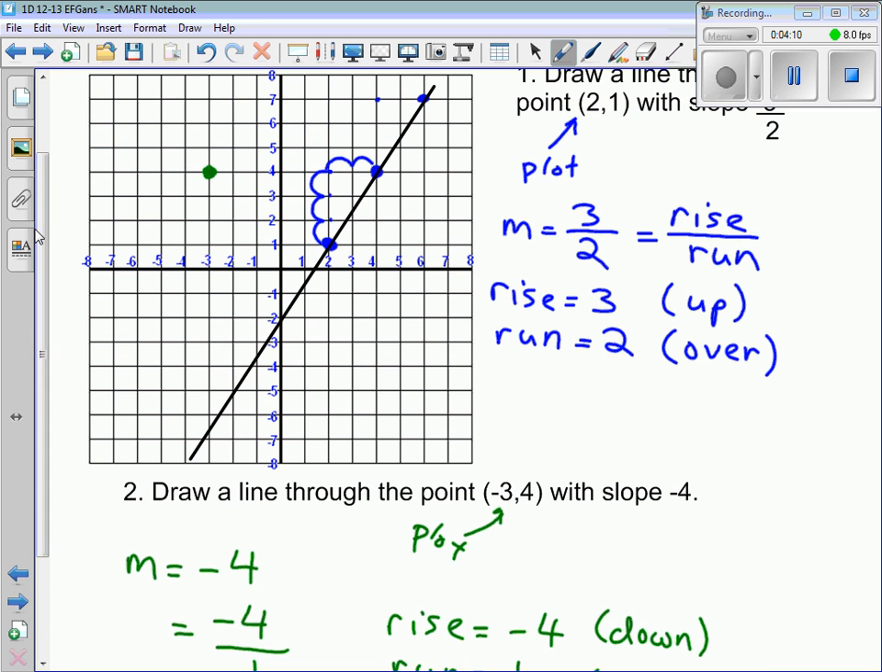So let's go down 4: 1, 2, 3, 4, over 1. There's another point. Starting from that point, we go down 1, 2, 3, 4, and over 1. And there's my next point. Okay? So with those points, I just connect the dots using my handy line here. Oh, I got to redo that. Connect the dots, and there's a graph of the line.